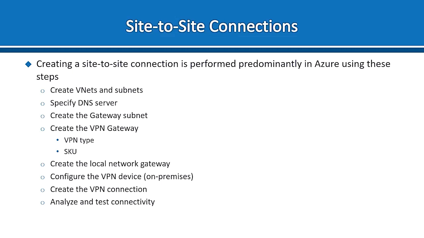We create the gateway subnet, we create the Azure VPN gateway, then we create the local representation, and now we're down to actually configuring the on-prem device. The on-prem VPN device will have to be configured with the public IP address of the gateway and a shared key, which is a key that you'll create when you set up that VPN gateway. After we've done that, we can create the VPN connection within Azure, and we'll verify that, and then we can analyze and test connectivity from there.